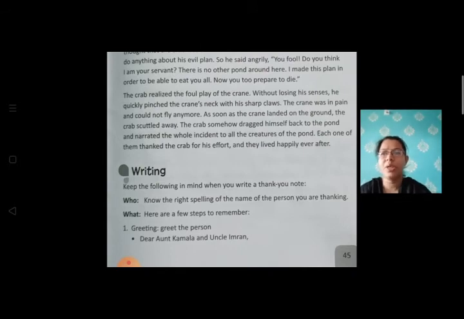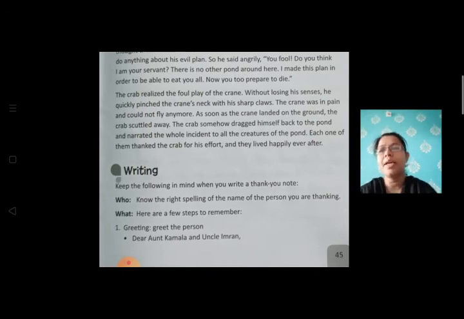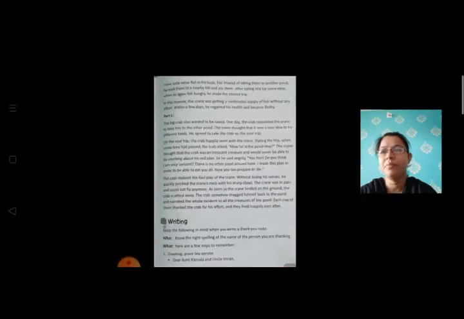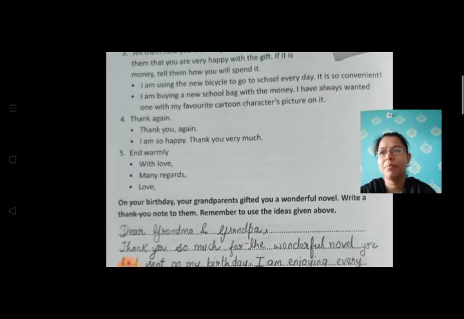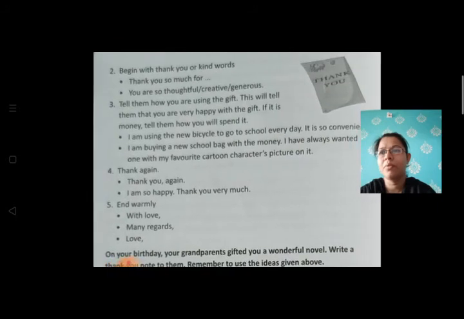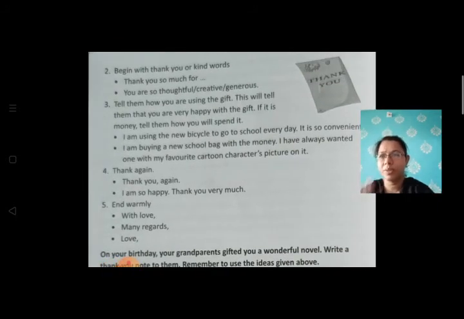Now here are the few steps you need to remember while writing a thank you note. First thing is to greet the person, like Dear Aunt Kamla and Uncle Imran. So the first thing you would be writing is greetings. The next thing is to begin with thank you or kind words. Thank you so much for, or you can write, you are so thoughtful, you are so creative, you are so generous.